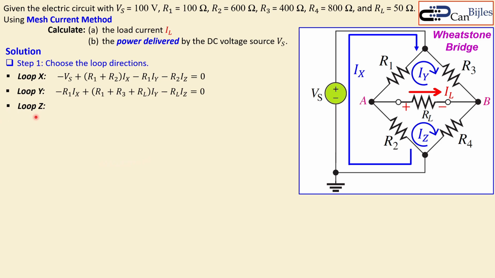Now, finally, similarly for the loop where we have Iz as the current, everything for, let's say, the Z is R2, R4, and RL.